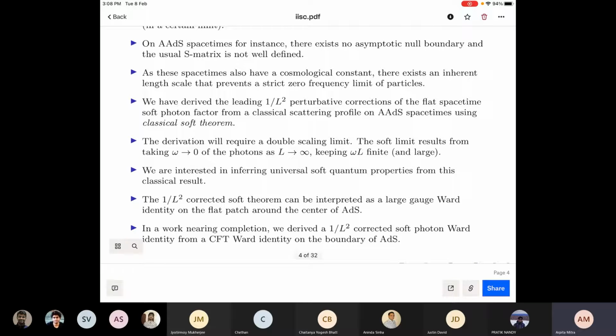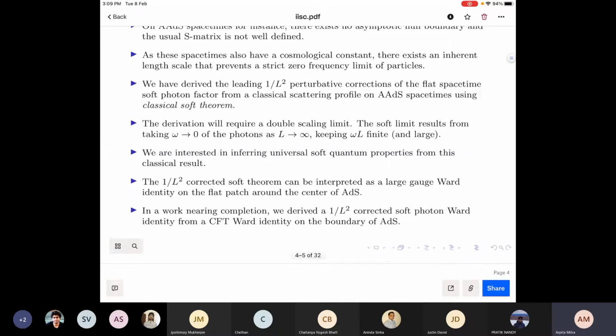As there is no notion of quantum scattering, no quantum asymptotics that way, we first calculated the soft factor using the classical soft theorem, which was proposed by Sen and Laddha around 2017 and 18. So we use the classical soft theorem to calculate these cosmological constant corrections to the flat space-time soft factor.